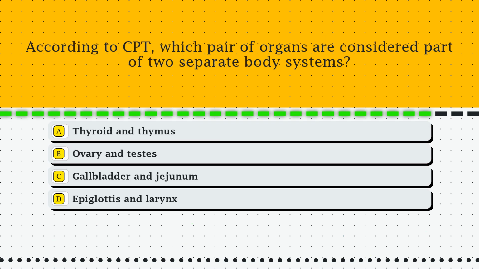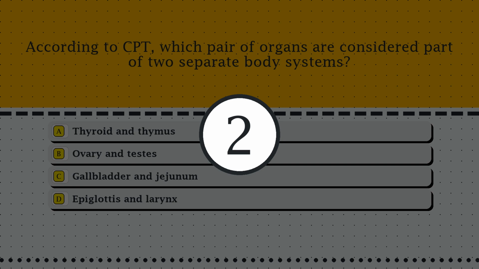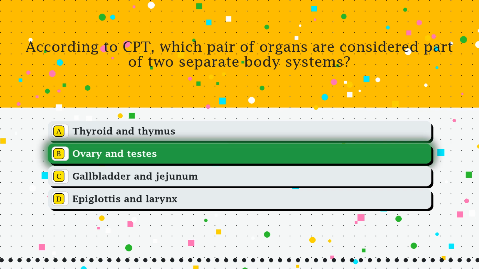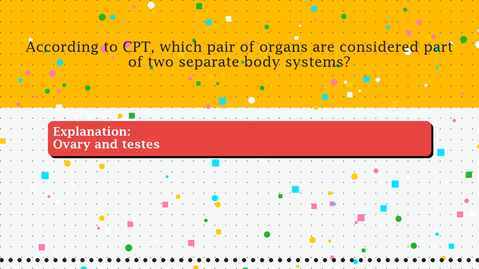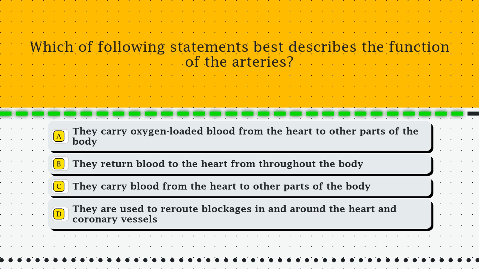Question 149. According to CPT, which pair of organs are considered part of two separate body systems? Option A, thyroid and thymus. Option B, ovary and testes. Option C, gallbladder and jejunum. Option D, epiglottis and larynx. The correct answer is option B, ovary and testes.